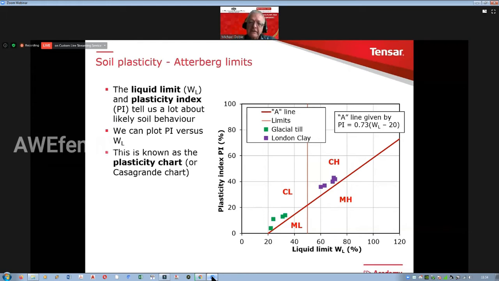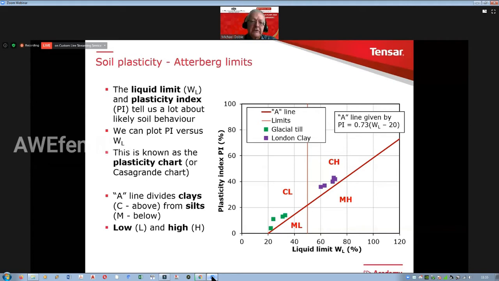And that's why we have this terminology CL and CH, ML and MH. And you often see those names appended to soil descriptions, a CH soil, clay of high plasticity. And that tells us something about the likely behavior of the soil. There are some more complex systems than this one, where you have many, many categories, but I'll just show the simple one here.